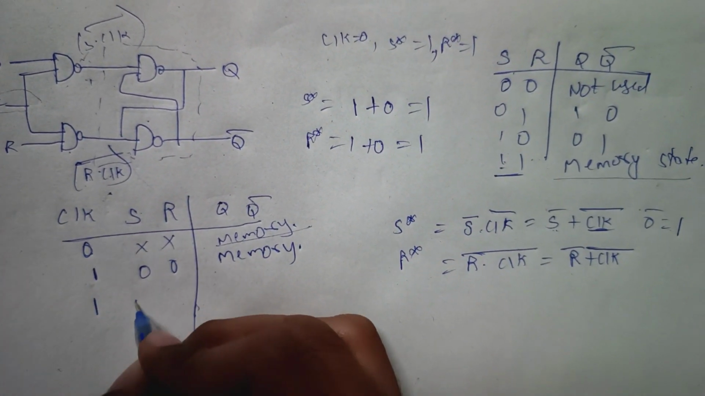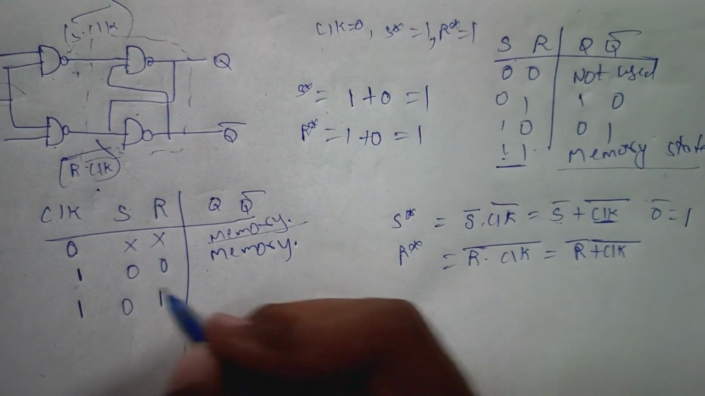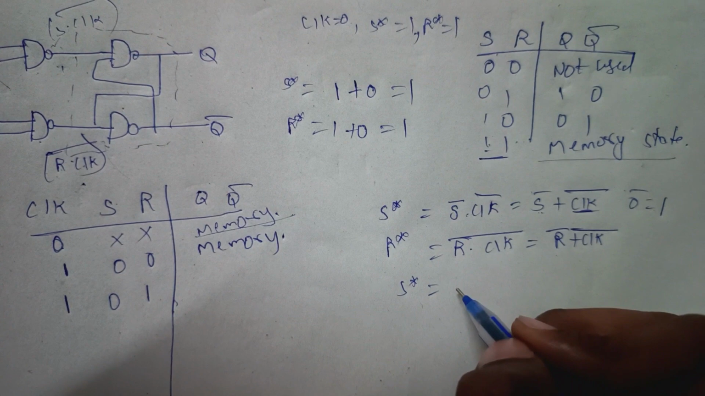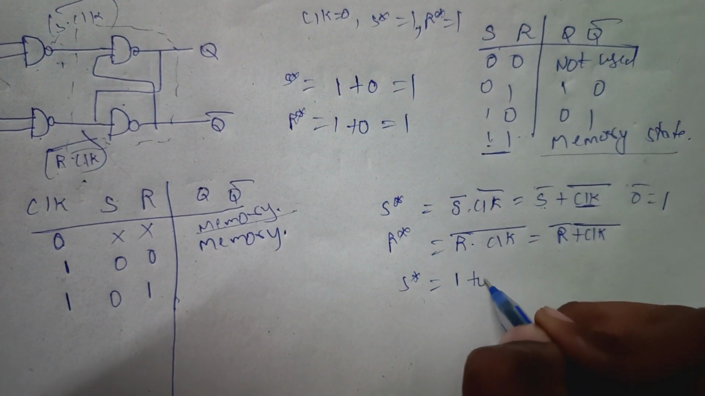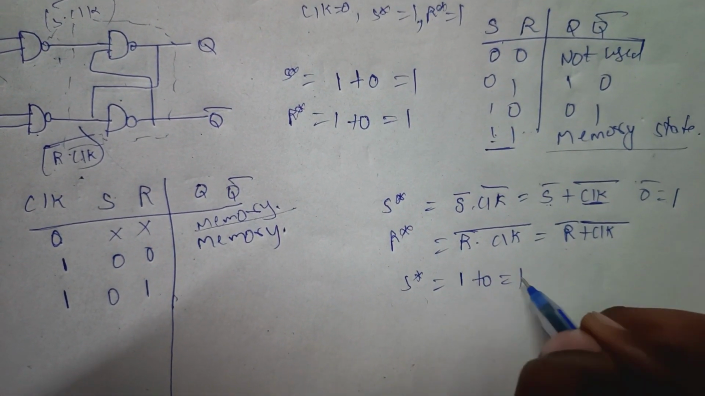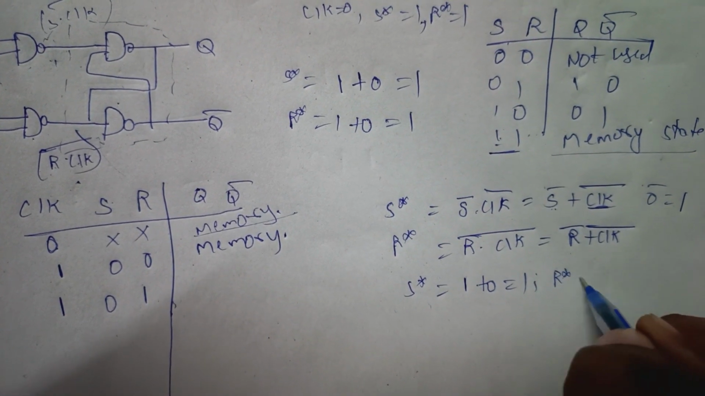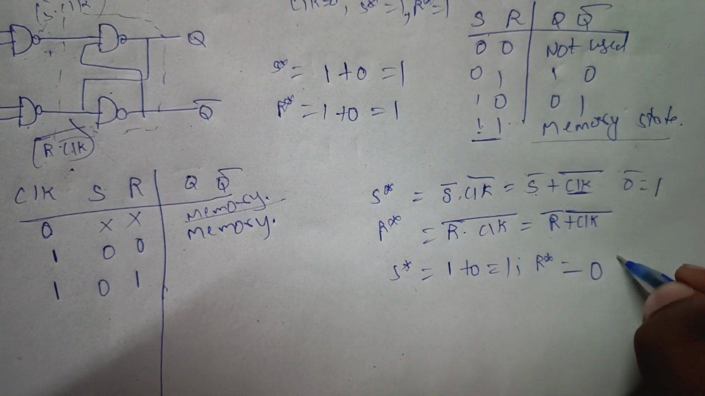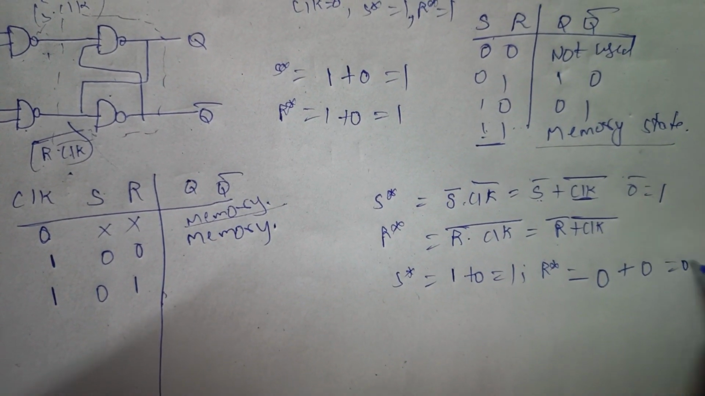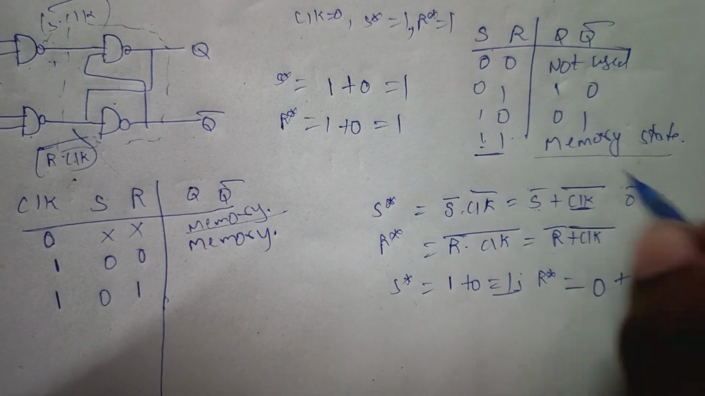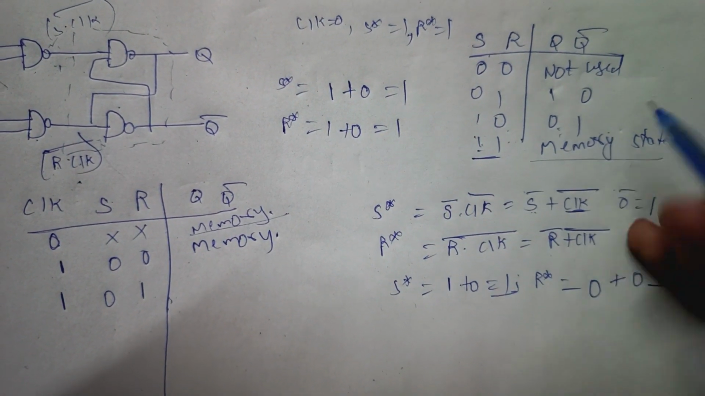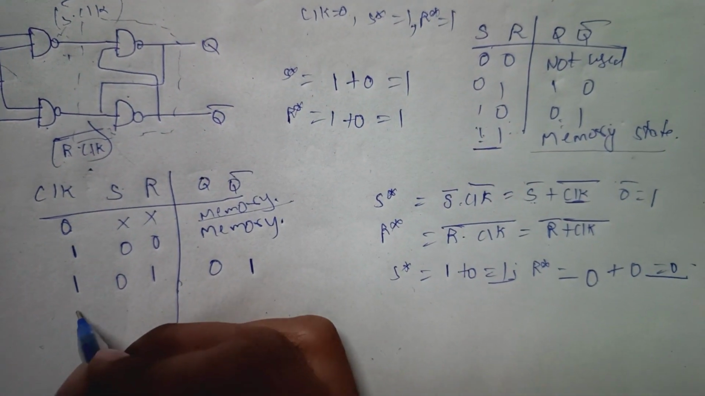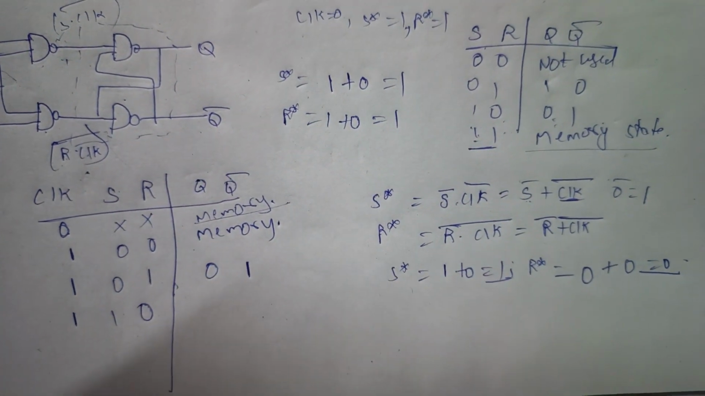Next, clock is 1 and the other combination is 0 and 1. So 0 and 1 means S star is equal to S bar, which is 1, and the clock bar is 0, so 1, and R star is equal to R bar. Here R is 1, so the complement will be 0, and clock bar is also 0, so 0. Here what is the combination? We have 1 and 0. Here 1 and 0 means the output is 0 and 1, so Q is 0 and Q bar will be 1.